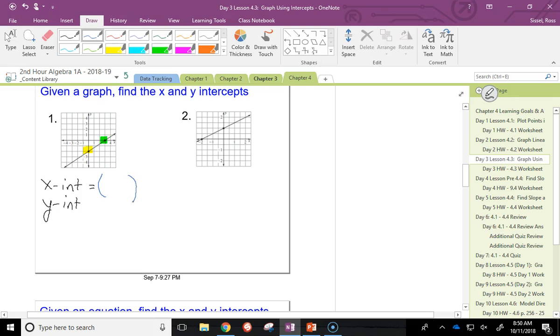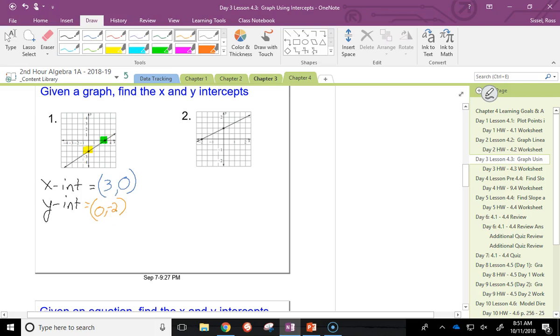Well, when I have the x-intercept, I always know my y-coordinate is 0, because we do not go up. But I look at this one, and it is 1, 2, 3. X-intercept was 3, 0. Y-intercept, well, I know it's not moving from the x, so x was 0. And I go down 1, 2.